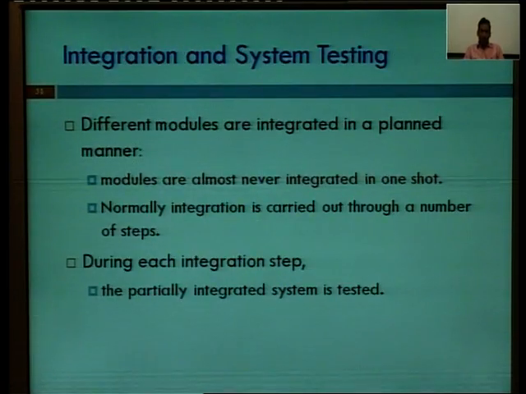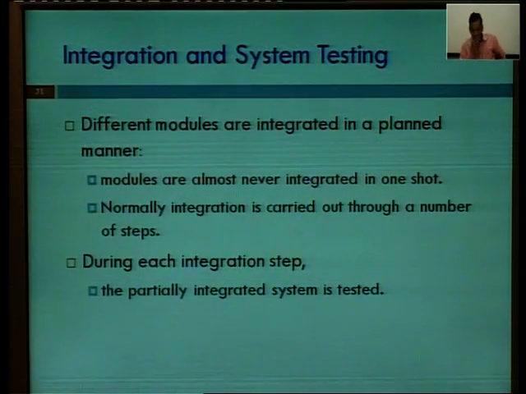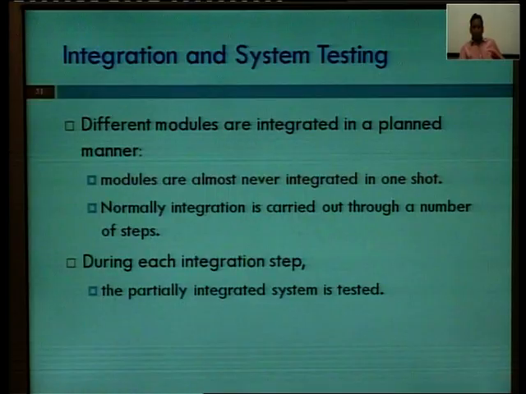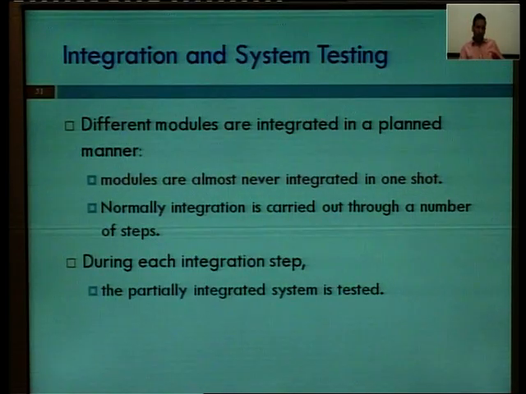The next phase is integration and system testing. In this phase, we test the different modules collectively. This phase is a collection of two different phases: the first is integration testing and the second is system testing. In integration testing, we check how the different modules work when they are collected together, when they are integrated in the planned manner.